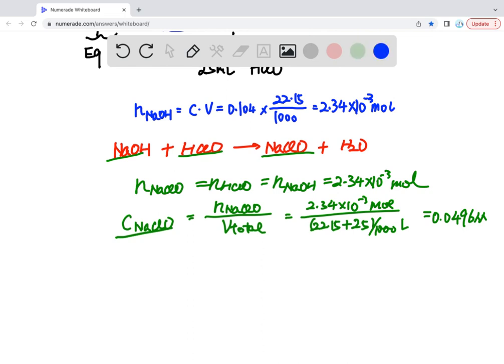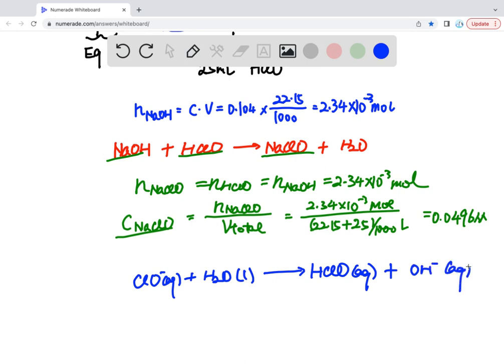And of course, we want to know the pH of the sodium ClO solution. So what we can do is write down the hydrolysis equation. That is, you have the ClO minus interact with the water and produce the HClO and OH minus. So we need to know the concentration of the OH minus to actually calculate this. So for this one, we know the Ka for the HClO.